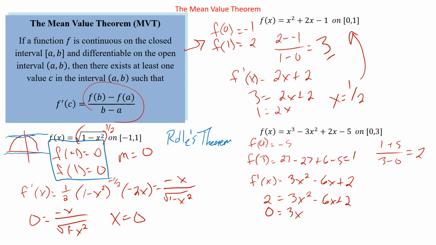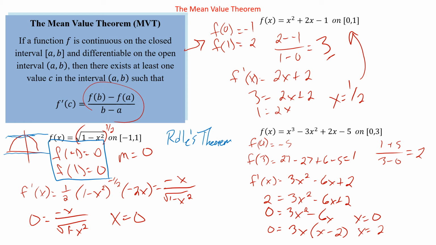So we get 3x squared minus 6x, the 2's cancel. So we can now factor a 3x out of this. And so we have 3x times x minus 2. So that means that x could equal 0 or x could equal 2. Now, there's actually only one place here that is told to us by the mean value theorem.